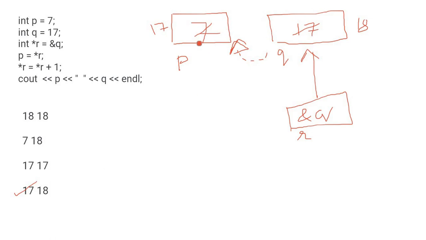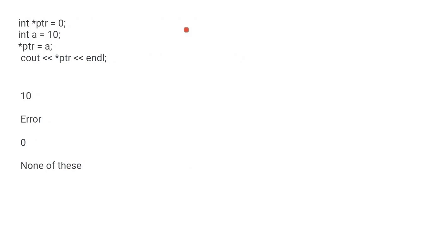See, p and q are completely unrelated. This is a different memory altogether. But r is a pointer to q and it has the address of q. That's why whenever we say *r, it also becomes q. *r is also referencing the same memory. It's just like Gangadhari Shaktiman hai. So q and *r are basically nothing but two different names given to the same entity. Alright. Moving on to the next question.